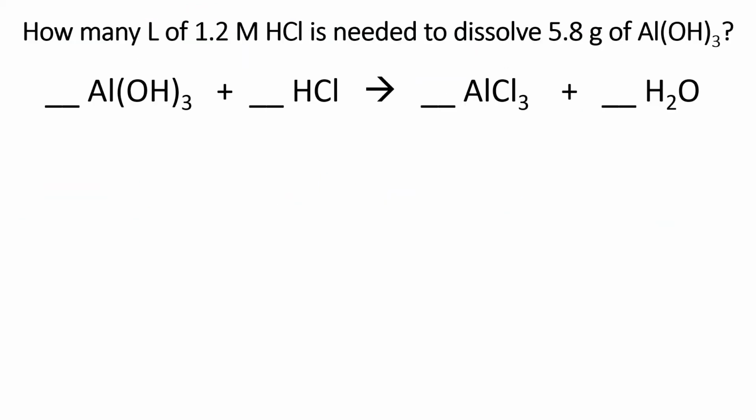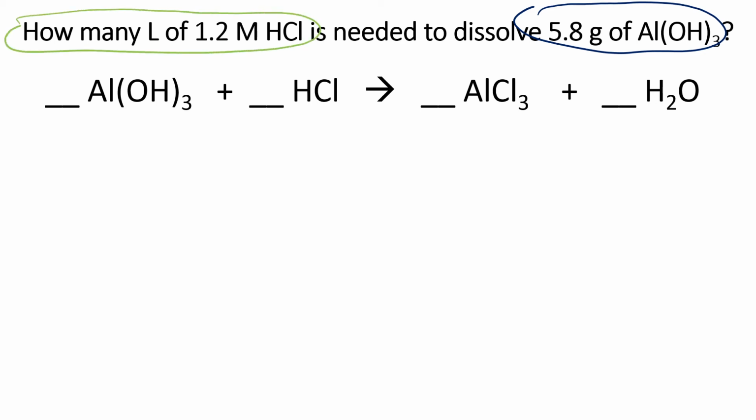Okay. How many liters of a 1.2 molar solution of HCl is needed to dissolve 5.8 grams of aluminum hydroxide? So this is grams to liters. Still 4 steps. I got to use molar mass and then molarity eventually. So I'm starting off with this. This here is my unknown. I'll group that together. So now first I got to balance. So I have 3 Cl's, I'll put 3 here. Let's see. I have 3 O's on the left. I'll put 3 over here on the right for now. I have 6 H's, and I'm balanced.